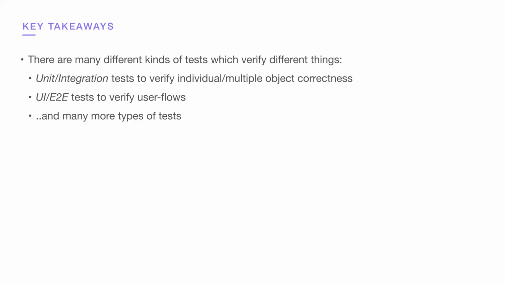Cool. Now we're going to wrap it up. I have some key takeaways that I want to stress. With this talk, hopefully you've realized that there are many different kinds of tests, and they verify different things. Unit and integration tests verify individual or multiple objects and making sure that their behavior is correct. UI, or sometimes people call them end-to-end tests, they verify user flows, and they simulate an actual user using your app. And there are many more types of tests. There are performance tests, and there are snapshot tests that I briefly mentioned earlier that test different things.